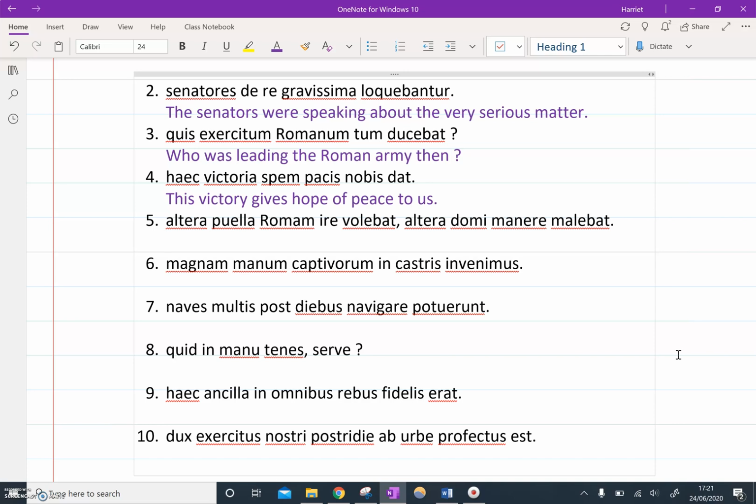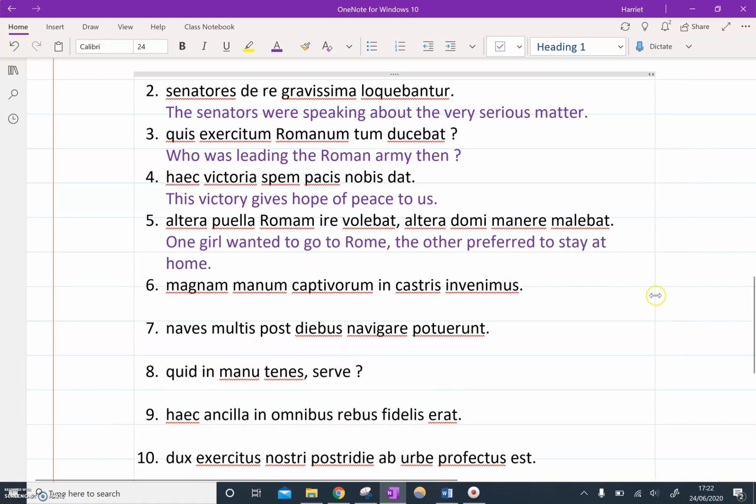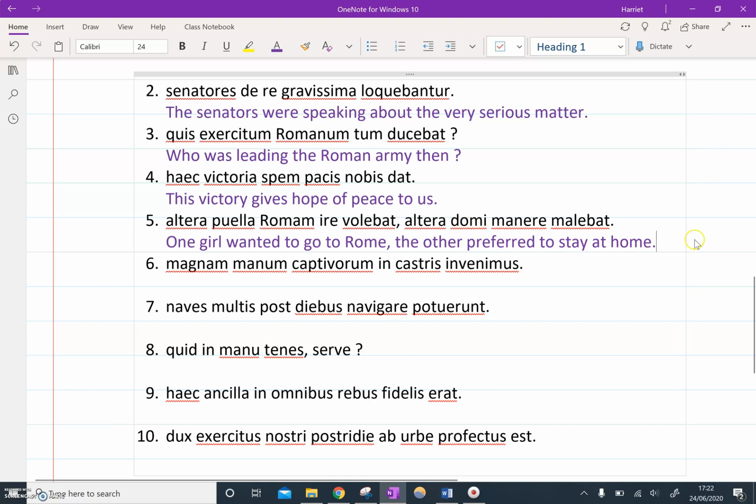Okay, so number 5 tests your understanding of domi as the locative, meaning at home. Okay, so remember when we have altera, it's one person did something, the other did another. So the translation here is one girl wanted to go to Rome, the other preferred to stay at home. Okay, so there's your locative, domi, at home.